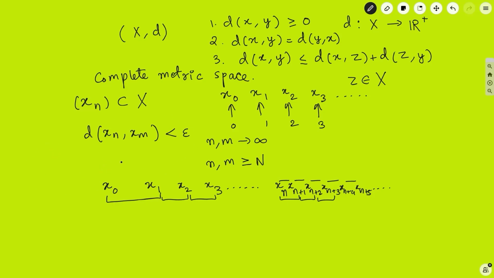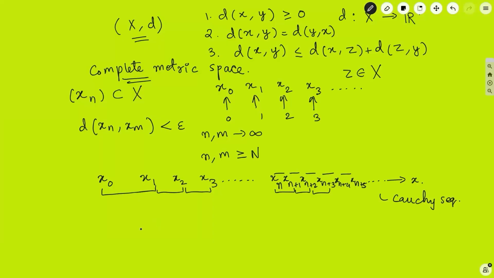And so what happens is that in a complete metric space, if you have this kind of sequence, a Cauchy sequence, it actually converges. It will converge to a point X, right? So that's the property of a complete metric space. So in a complete metric space, if you have a sequence of this sort, it will converge to a point X. So what does that mean?